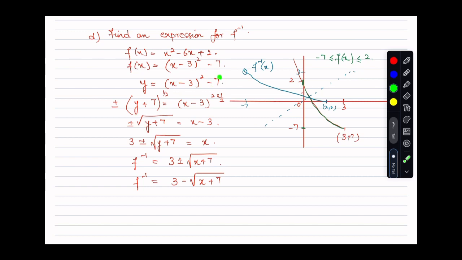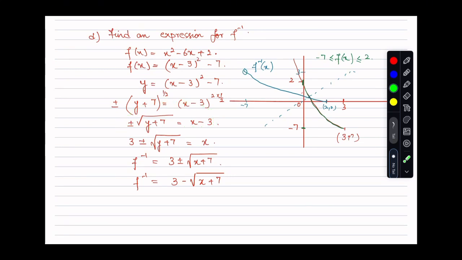So to do that, I've taken negative 7 on the left side so that this becomes a plus 7, which will be equal to (x minus 3)². To eliminate the square, I will be taking the square root on both sides. And once I take the square root on both sides, I will be writing the equation with a plus and a minus. So it's going to be plus minus the square root of (y plus 7) is equal to x minus 3.